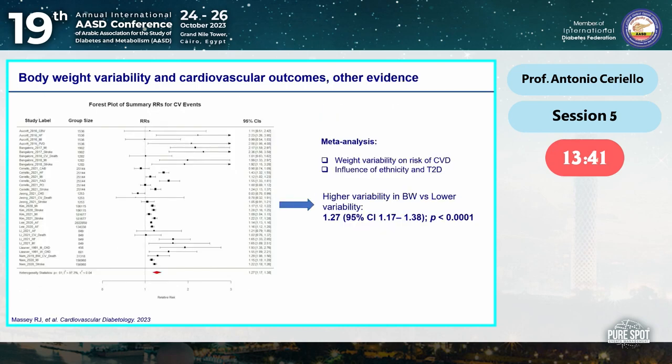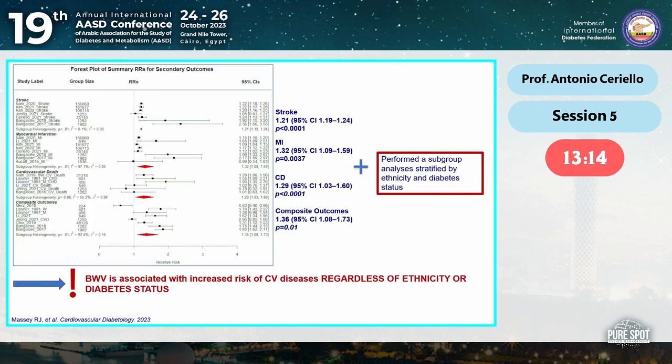And also, this is a meta-analysis published just a few months after our paper, showing that pooling all the data available at that time about body weight variability, it was confirmed as a strong predictor for cardiovascular disease, and also that ethnicity does not influence the result. So this is another piece of the puzzle: no sex influence, no ethnicity influence. In other words, everybody in the world who has weight going up and down over time is at high risk of developing cardiovascular complications.